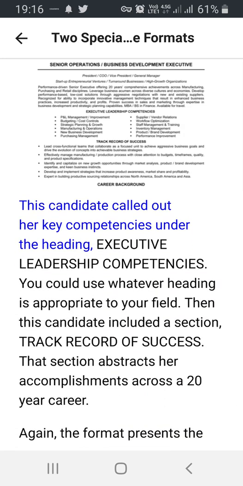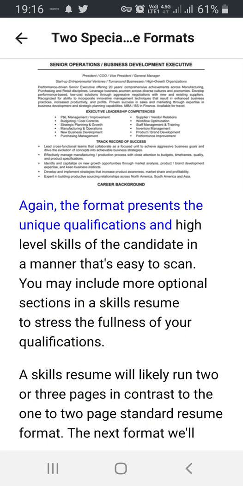This candidate called out her key competencies under the heading Executive Leadership Competencies. You could use whatever heading is appropriate to your field. Then this candidate included a section, Track Record of Success. That section abstracts her accomplishments across a 20-year career. Again, the format presents the unique qualifications and high-level skills of the candidate in a manner that's easy to scan.